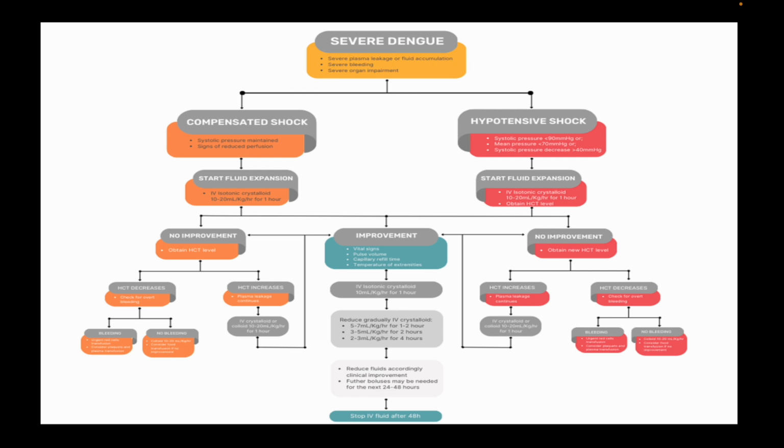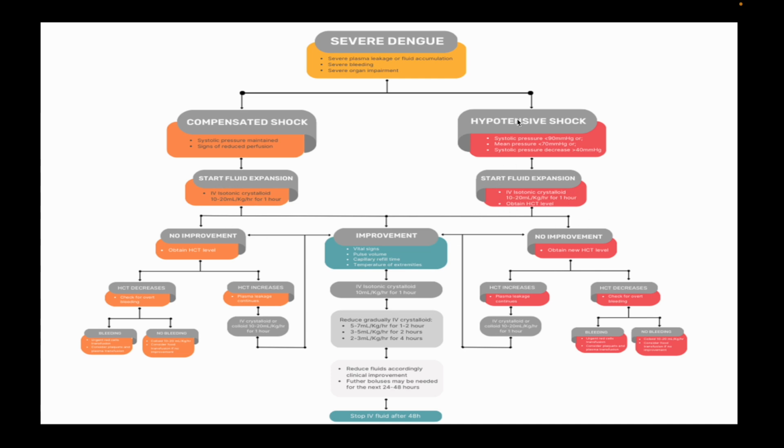So to summarize, first, find out if the patient is having any warning sign. Then you look for the features of severe dengue, that is severe plasma leakage, severe bleeding, or severe organ impairment. If you find any one of these, then admit the patient into the ICU. The next thing to look for is whether the patient has compensated or decompensated shock. If the patient has decompensated shock, then start fluids immediately and monitor the hematocrit levels. If the patient is in compensated shock, then give a fluid bolus and then check how the fluid status of the patient is changing.